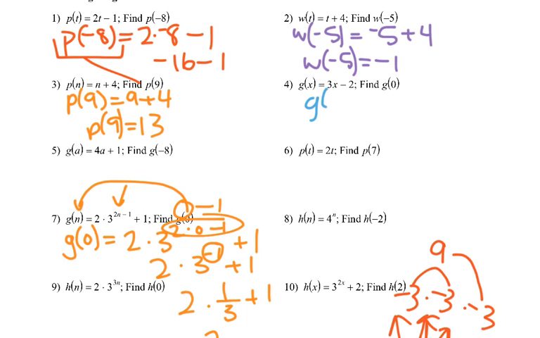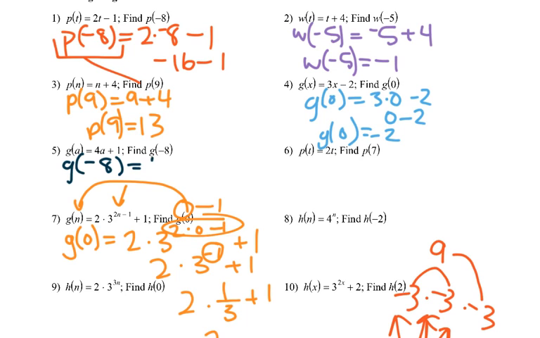Number 4, g of 0 equals 3 times 0 minus 2. 3 times 0 is 0. 0 minus 2 is negative 2. So g of 0 equals negative 2. Okay, number 5, g of negative 8 equals 4 times negative 8 plus 1. 4 times negative 8 is negative 32 plus 1 is negative 31. So g of negative 8 equals negative 31.